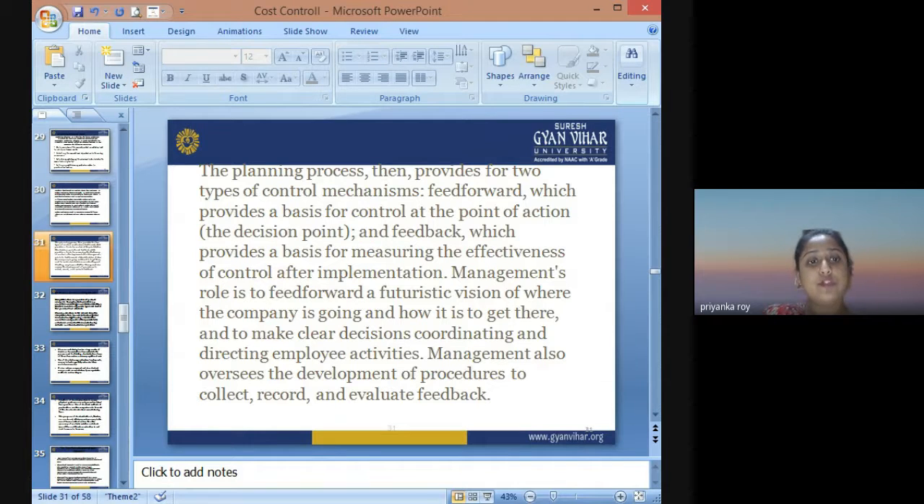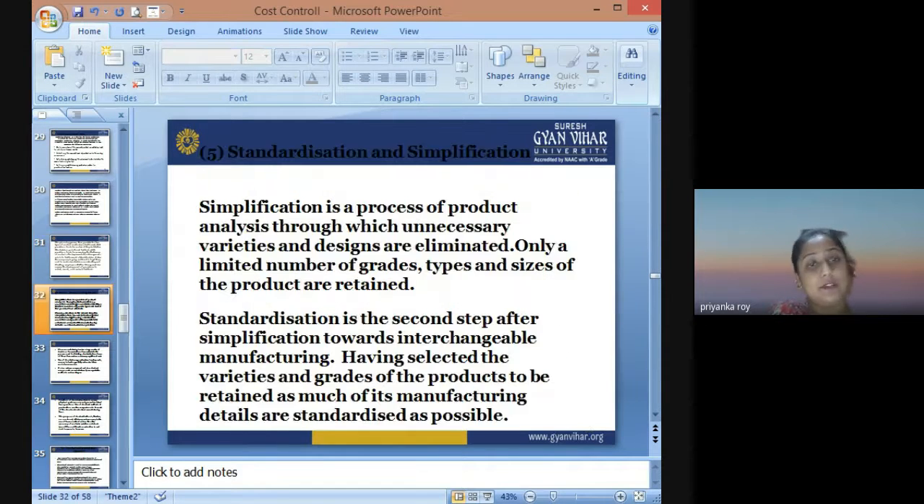The management role is to feed forward a futuristic vision of where the company is going and how it is to get there, and make clear decisions accordingly, directing employees' activity. Management also oversees the development of procedures to collect the records and evaluate them to give the feedback.